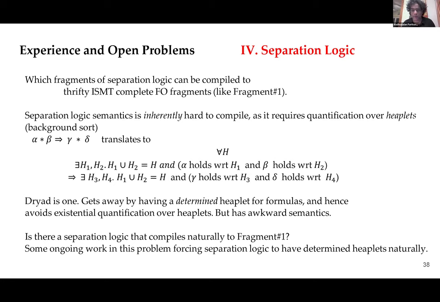Separation logic: there's a burning question as to which separation logics can be converted to first order logic with recursive definitions, where it falls within this fragment and you can utilize it. But separation logic actually has a fundamental problem in conversion to first order logic. If you have alpha star beta entails gamma star delta, there is actually quantification on both sides. You have to split the heap into two parts on the left-hand side and split the heap into two parts on the right-hand side. And this causes quantification over sets, which one cannot support, because these are background sorts, sets, and we have no fragment that supports it.